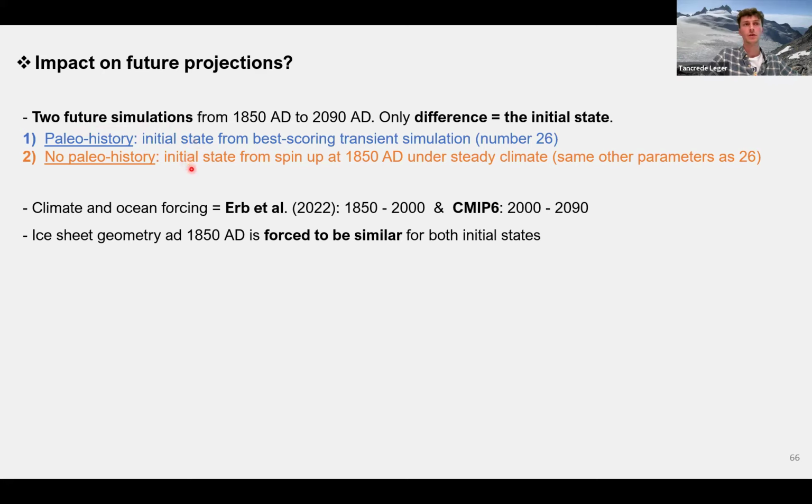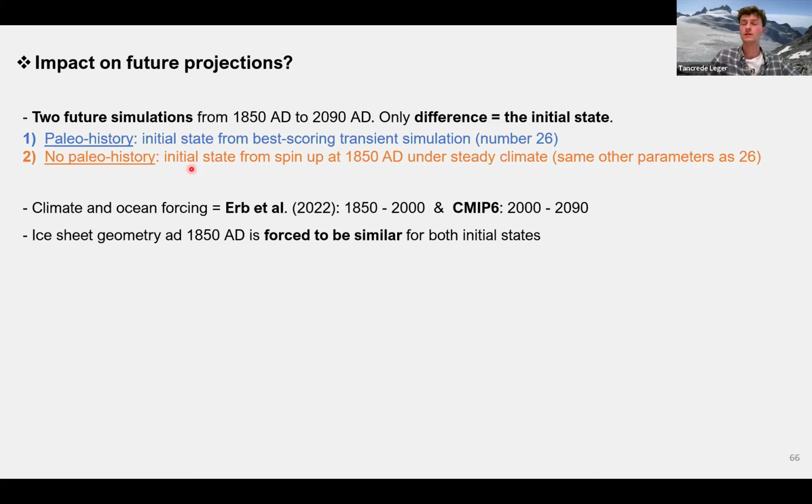In the second case, the orange one, we keep the same parameters as number 26, the same model, but instead of taking the paleohistory, we remove the paleohistory and we do what's called a steady state spin-up. That's quite commonly the case that people do this for future projections. They spin up the ice sheet to the present day under steady state climate, and then they run into the future. So this is what we do here. We prescribe a pre-industrial climate that is steady, and we run the ice sheet until it reaches an equilibrium with the climate, a steady state, and then we run into the future. So that's the only difference, the initial state.